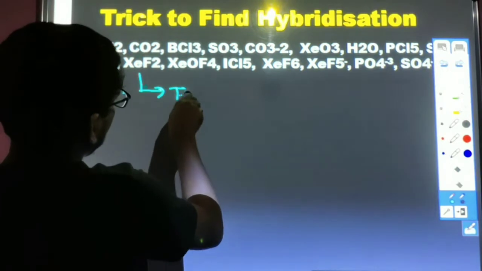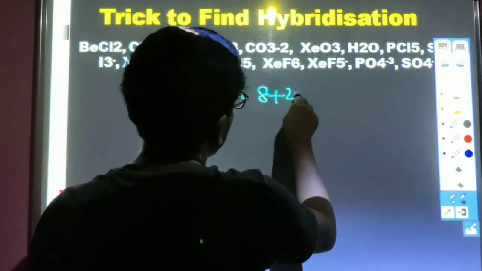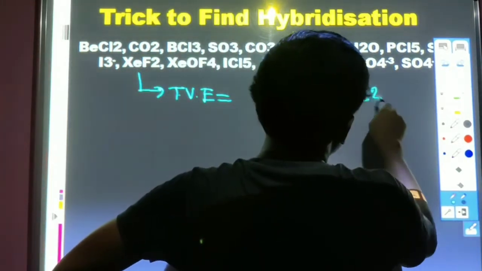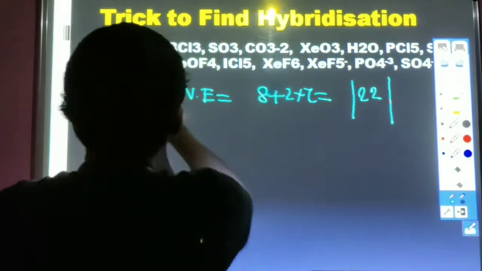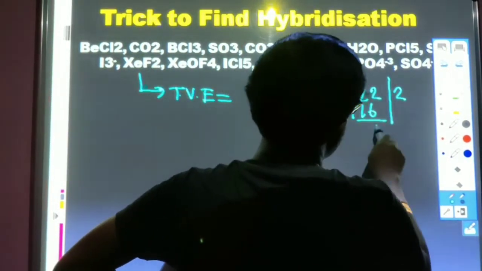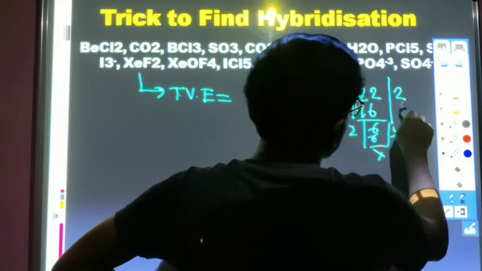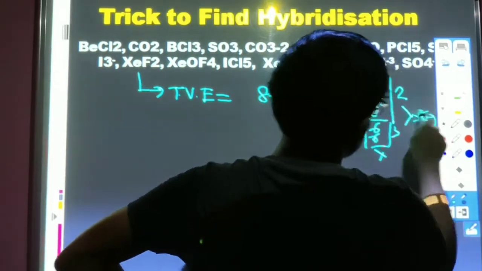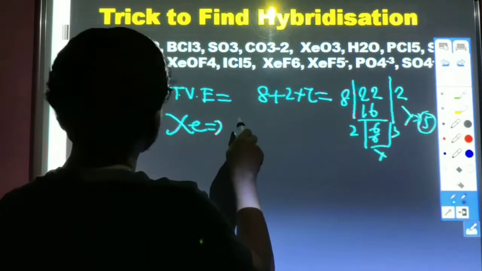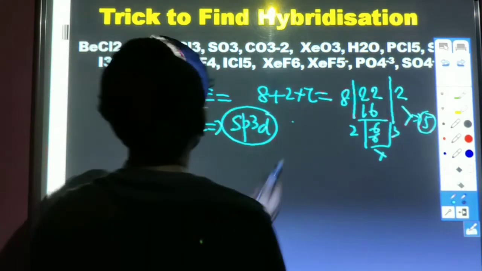Calculate the total valence electrons. Total valence electrons: 8 plus 2 multiplied by 7, that will give you 22. Eight plus 14 is 22. Here also the steric number is 5. So the hybridization of xenon in XeF2 will be sp3d.